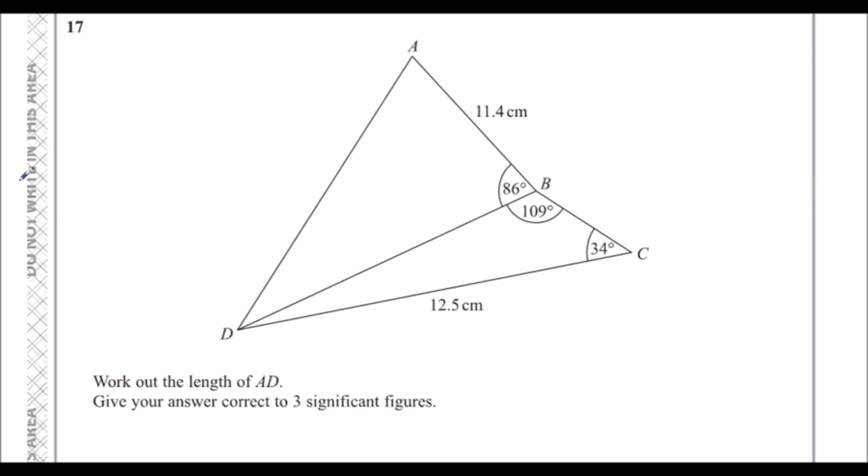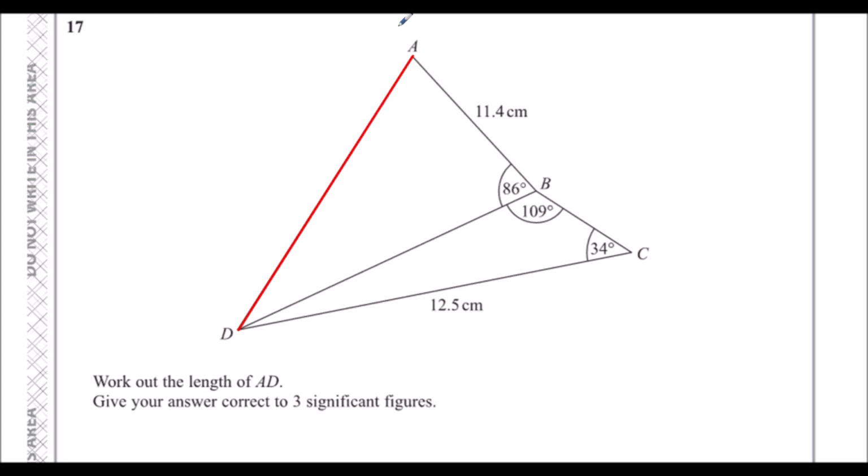Question 17. So we've got two triangles joined together here. So it's going to be the non-right angle triangles. So it's going to be the sine rule and the cosine rule. We need to work out the length of AD, which is this, and give our answer to three significant figures.